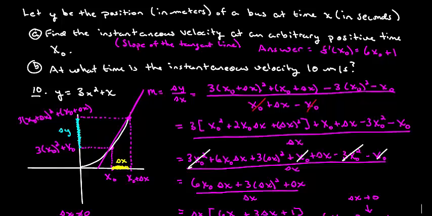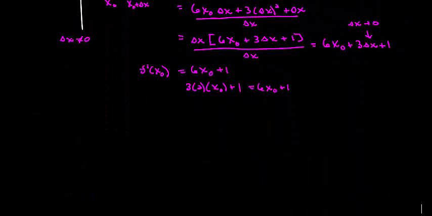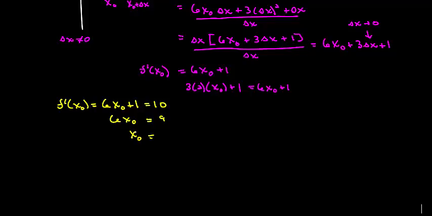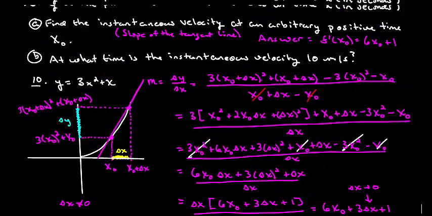I'm gonna actually move it down to the bottom here, and we're gonna do it in yellow. So we want to know when is the velocity 10 meters. So at what x value is this guy equal to 10? So what we want is to know when is this equal to 10. Well, very simple algebra here. We'll move the 1 over and get a 9. Divide each side by 6. So we get 9 over 6. Each of these are divisible by 3. That's 3 over 2. Or 1.5 seconds.